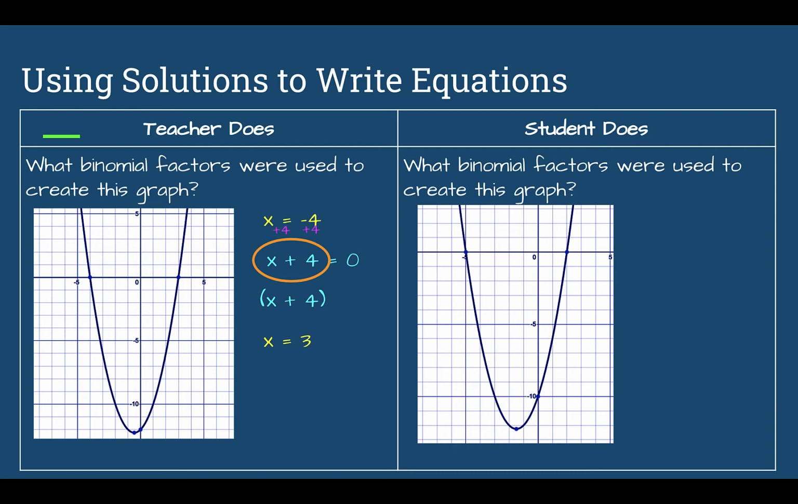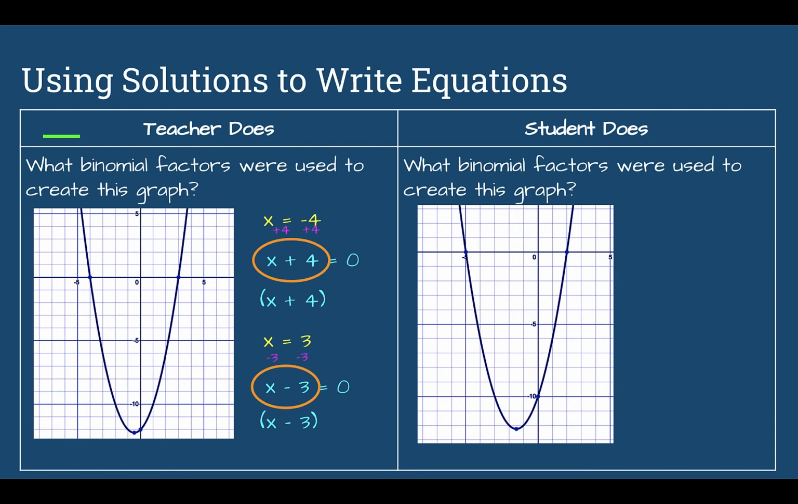So let's look at if it was x equals 3. We would do the same thing. First, we would subtract 3 from both sides. So we get x minus 3 equals 0. What was set equal to 0 must have been the binomial. So x minus 3. So those are our two binomial factors, x plus 4 and x minus 3.